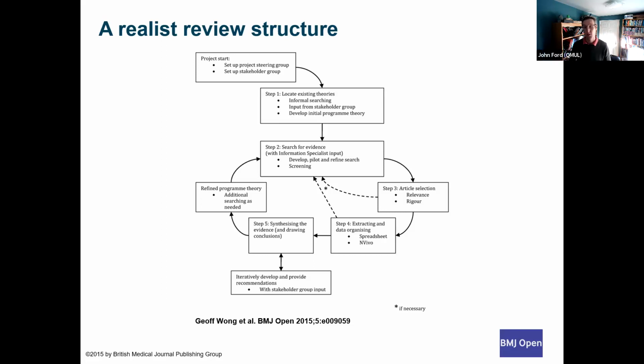My experience is realist reviews are a lot more flexible. So it gives space to do some additional searching, gives space to explore more theory and different avenues, gives more space to include pre-existing substantial theory from other areas as well. So compared to a traditional systematic review, they're a lot more flexible in that way.